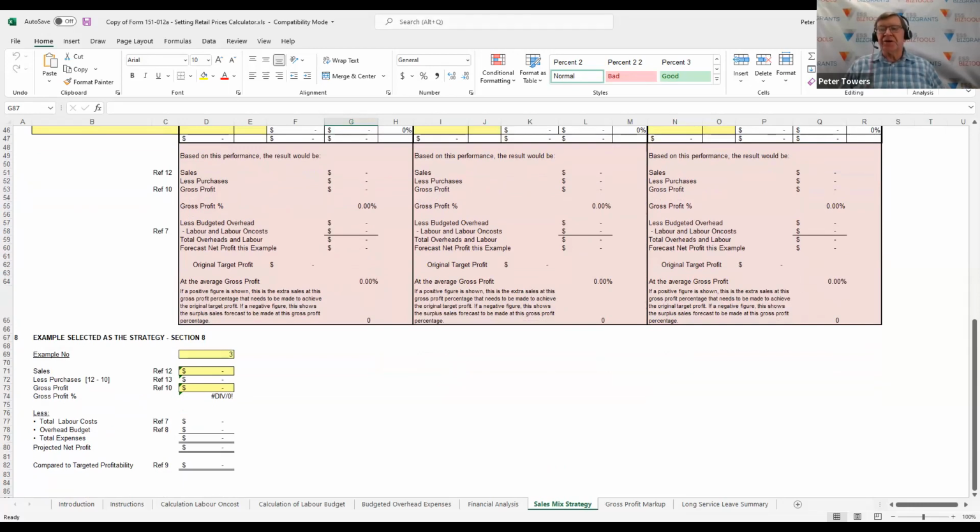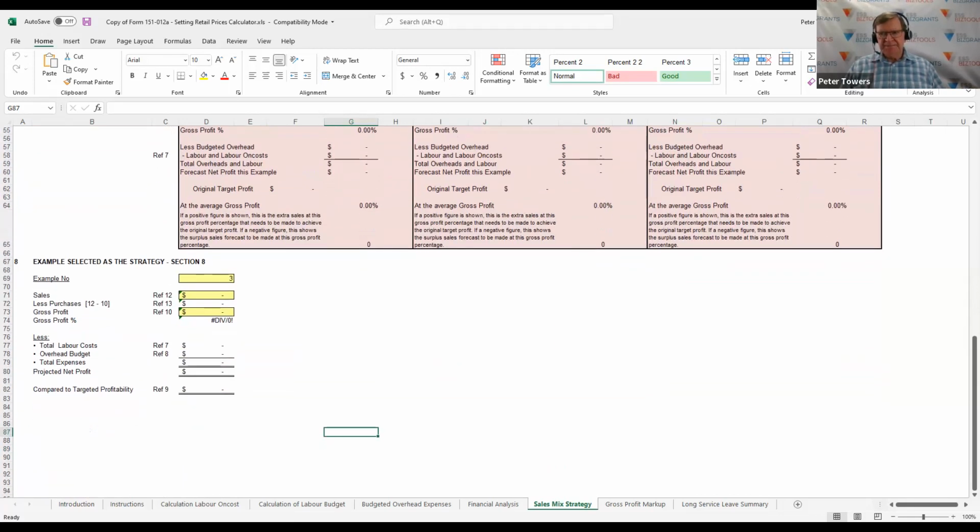We say we want to adopt example number 3, and the system will transfer that's going to be sales and the purchase, the gross profit, and then the expenses of this. And this will then show us what we believe the projected profit's going to be and what it is compared to our target. Now, our target was $100,000.